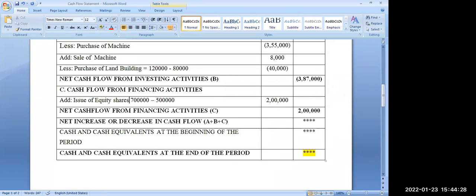If there is any other preference share or debenture in the balance sheet, I will consider that also, either plus or minus. Suppose there is one more item on the liability side: debentures. Last year it was 5 lakhs, current year it is 8 lakhs. So what will I do here? How do I treat that in the cash flow statement of the company?